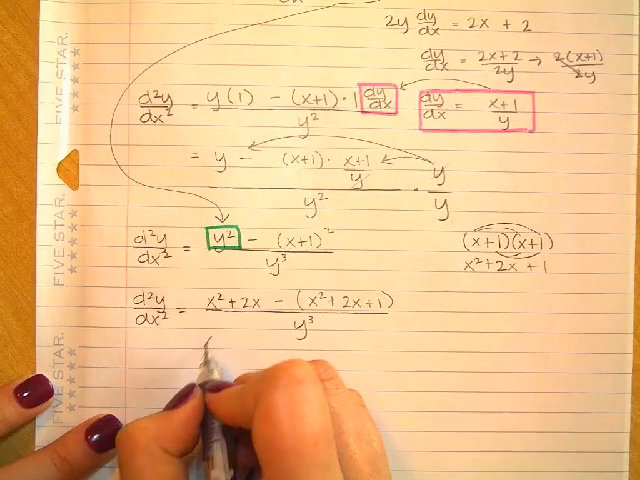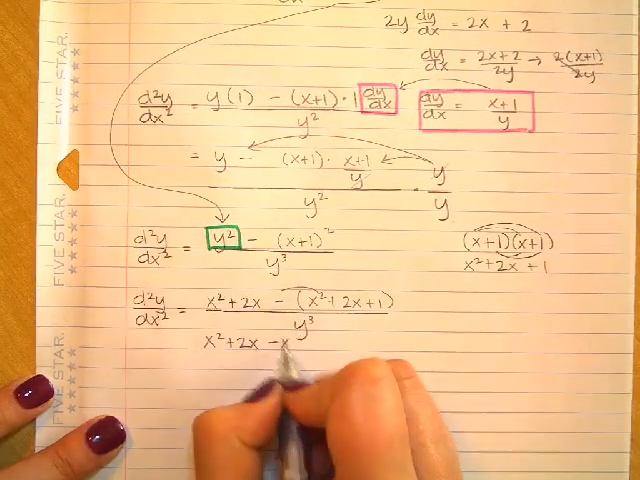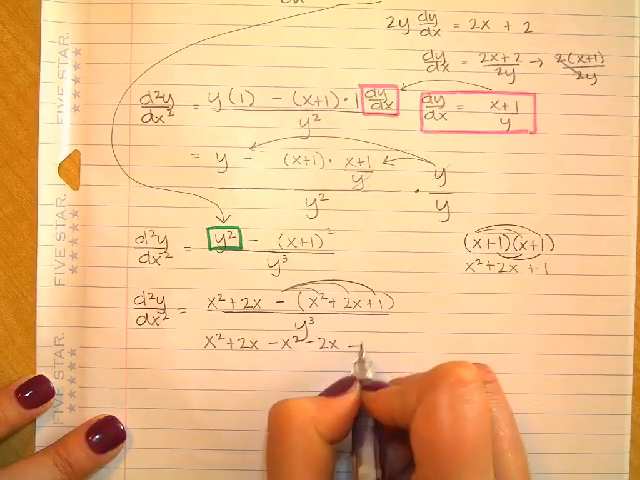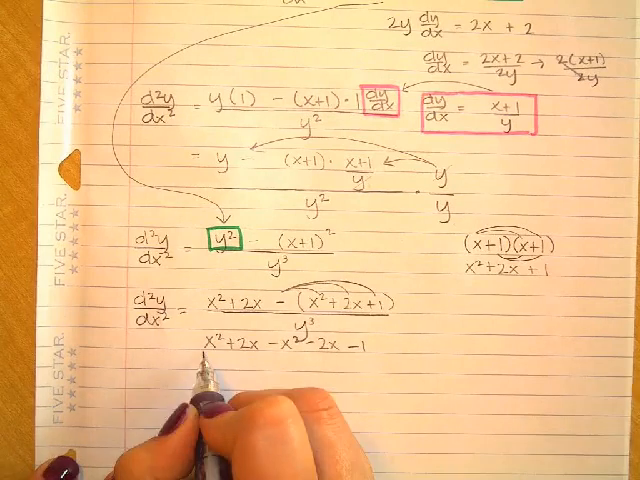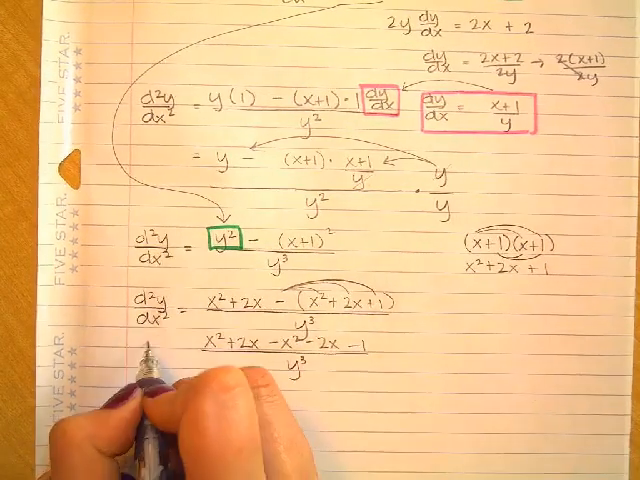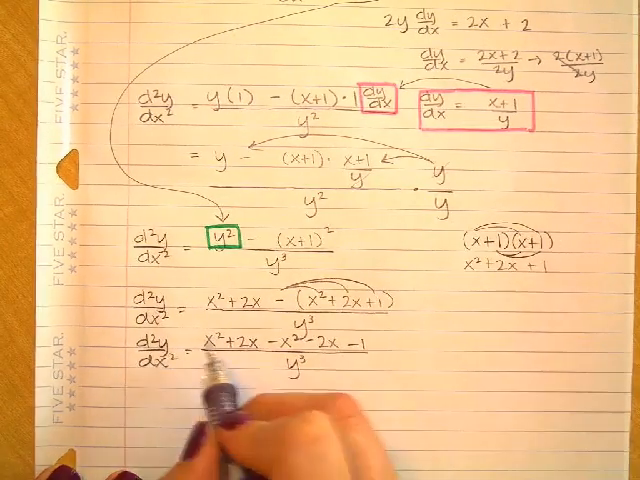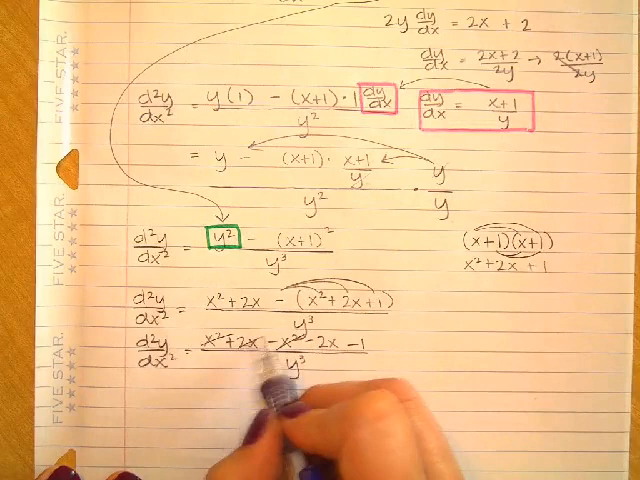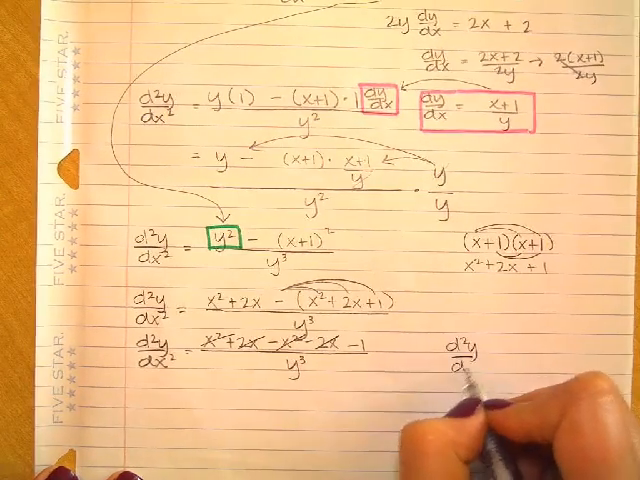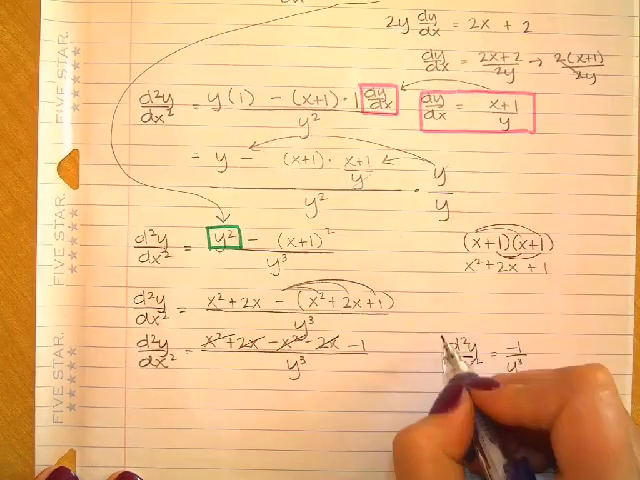All right, so I've got x squared plus 2x minus x squared minus 2x minus 1 over y to the third. And those cancel and those cancel, and I get that the second derivative equals negative 1 over y to the third.